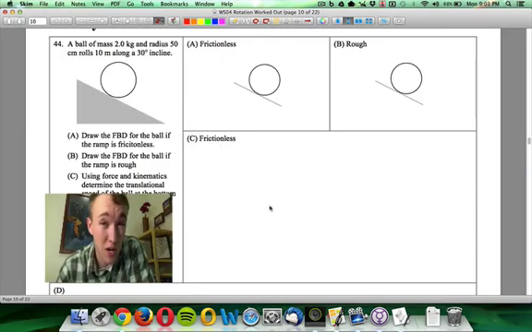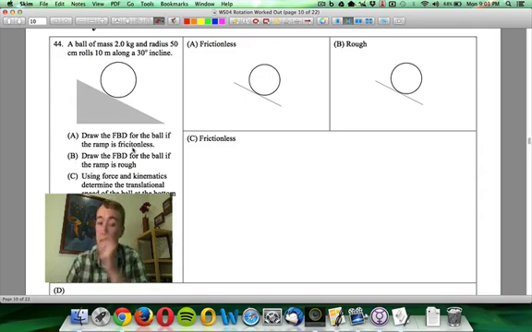Alright, this next problem is a bit of a doozy. Number 44, we've got a ball with a mass of 2 kilograms, radius of 50 centimeters, so that's half a meter. Don't forget to change your units to meters. And it rolls 10 meters along a 30-degree incline. We've done problems like this before, but we haven't dealt with where there's friction and the ball's actually rolling as opposed to just sliding down.